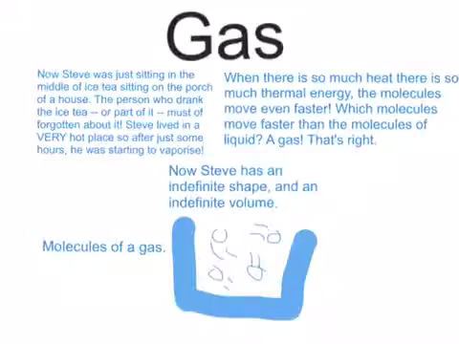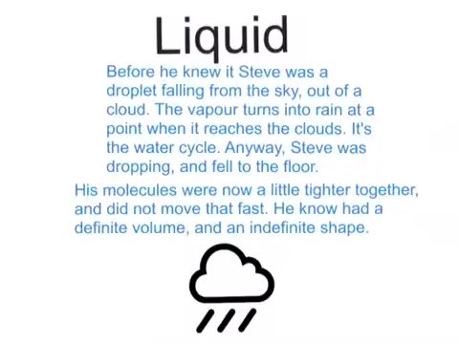And so now, Steve has an indefinite shape and an indefinite volume. You know why? Because the shape of a gas will just go like a wiggly thing and change every time. And also, the volume will change because gas just flows away, some of it stays in its group and some just goes away. Anyway, continuing with the story.